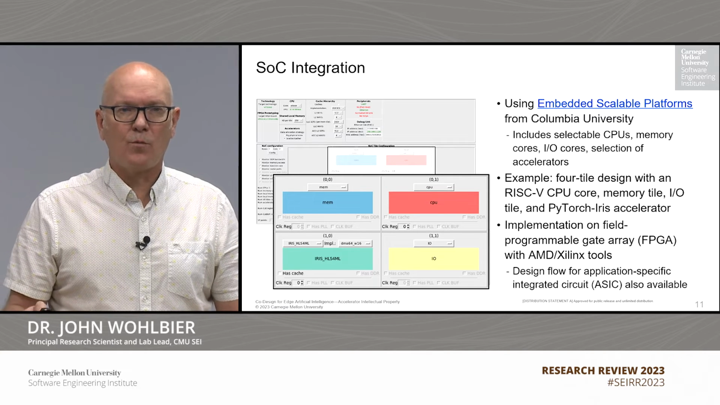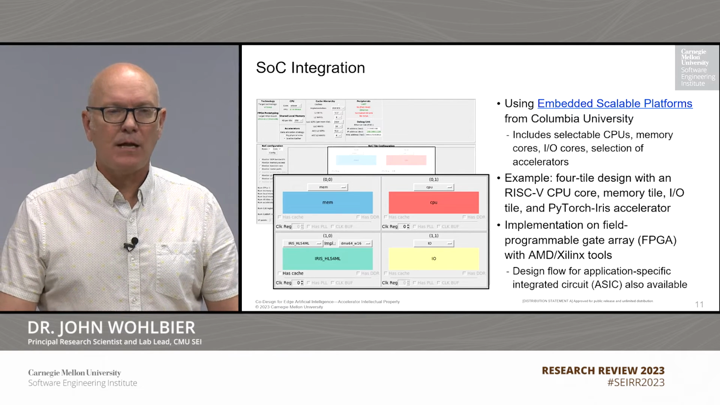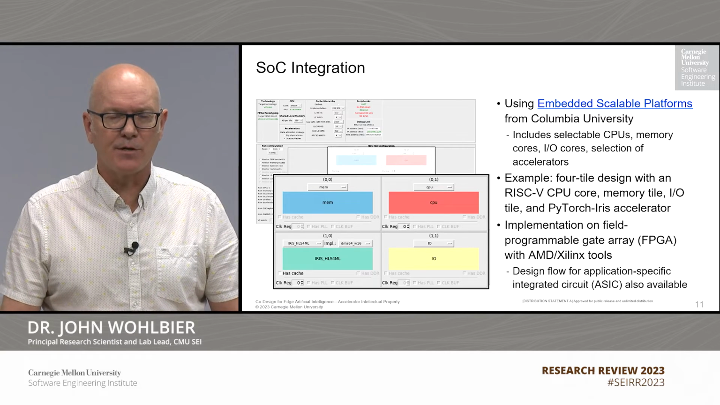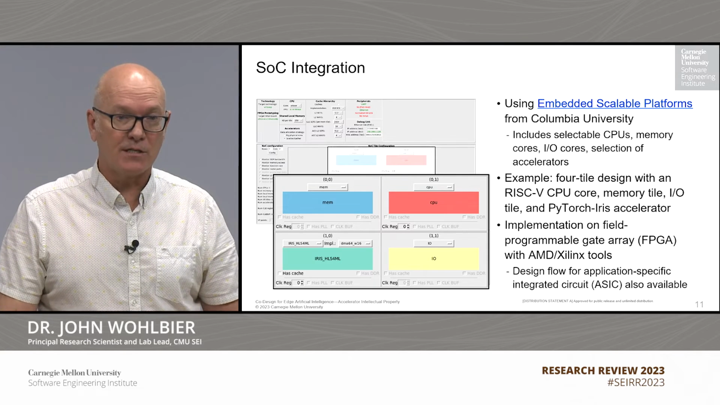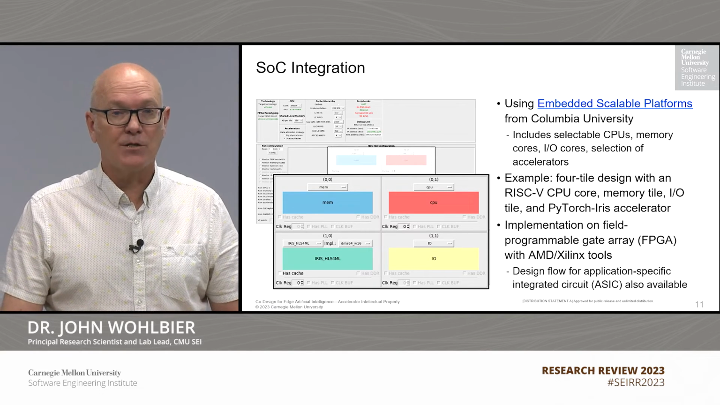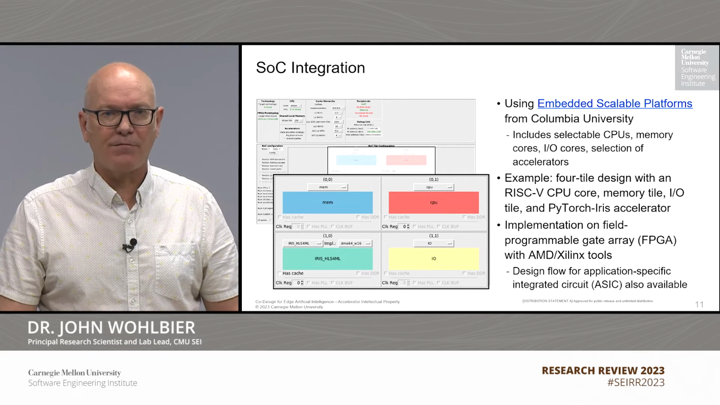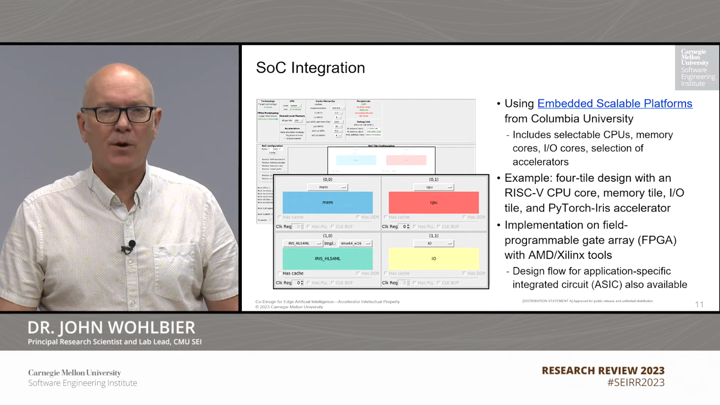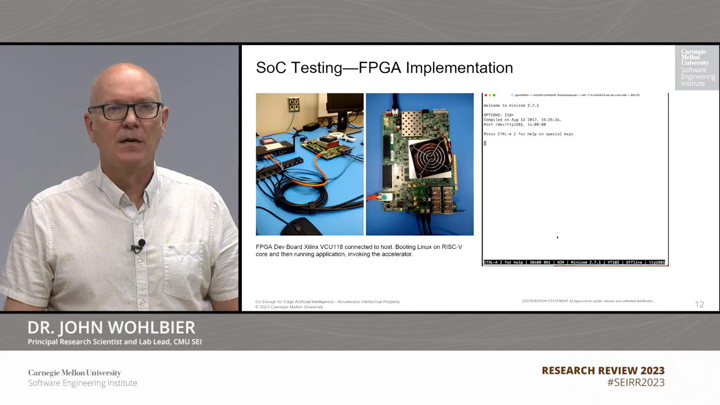So now one has a couple choices. From here, you can either implement it in an FPGA, a field programmable gate array, which is what we're going to show. But there's also an option at this point to say, I want to actually design a full application-specific integrated circuit. How do I do that? Well, ESP supports that flow as well. We won't do that in this talk. It's a much more involved process, but that is there. So we're going to implement this on an FPGA.